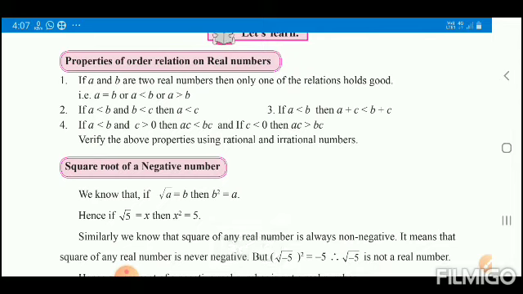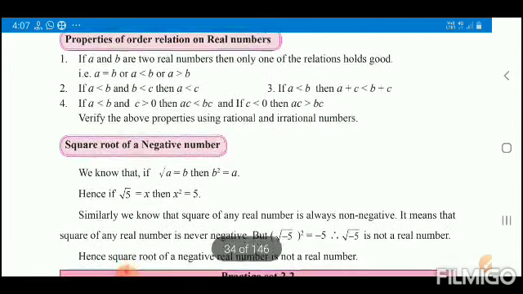These are simple properties. If we consider the real numbers a and b, then only one of the relations holds good. Either a is equal to b, or a is less than b, or a is greater than b. These three possibilities can occur.